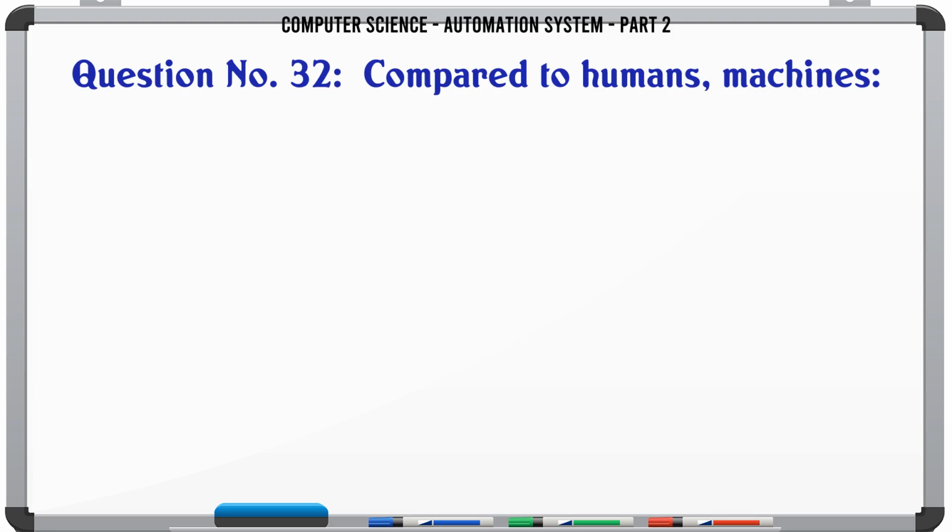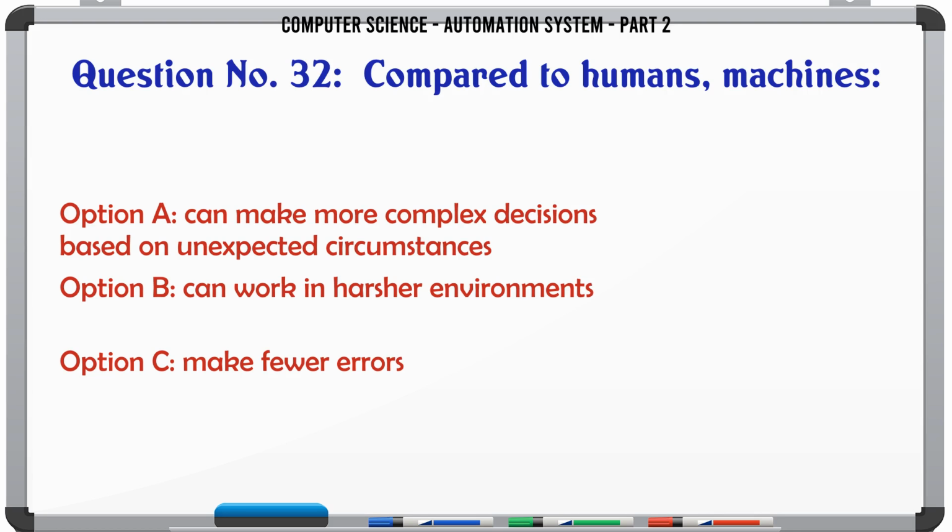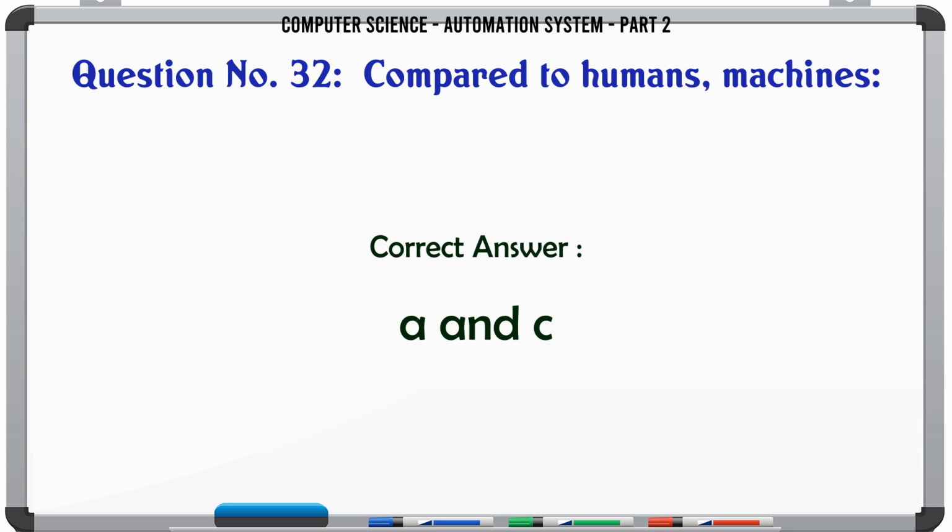Compared to humans, machines: A. can make more complex decisions based on unexpected circumstances. B. can work in harsher environments. C. make fewer errors. D. A and C. The correct answer is A and C.